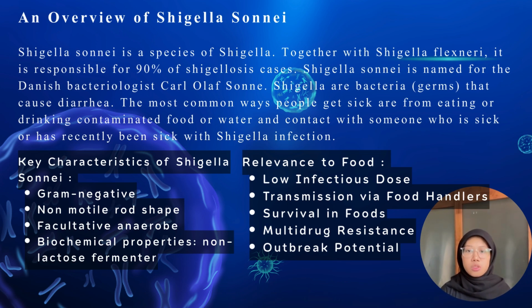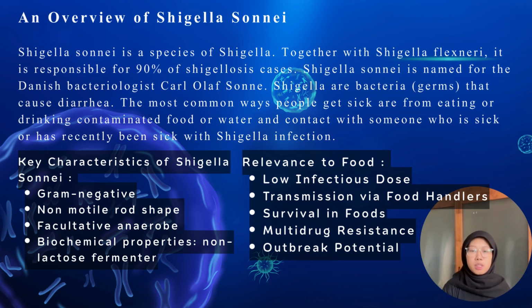So now I would like to talk about the introduction of the pathogen. Shigella sonnei is a species of Shigella. Together with Shigella flexneri, it is responsible for 19% of shigellosis cases. Shigella sonnei is named for the Danish bacteriologist Carl Olaf Sonne. Shigella are bacteria that cause diarrhea. The most common ways people get sick are from eating or drinking contaminated food or water and contact with someone who is sick or has recently been sick with Shigella sonnei.